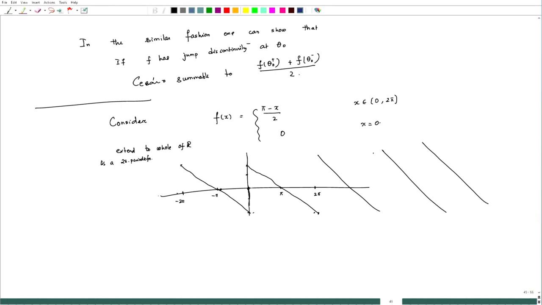Okay, so now as you can see, f(0), if I am approaching 0 from this side, then I am going to get minus pi by 2. So f(0−) is equal to minus pi by 2. Now, f(0+), I am going from this side to 0, so I will get pi by 2. And so, it has a jump discontinuity.